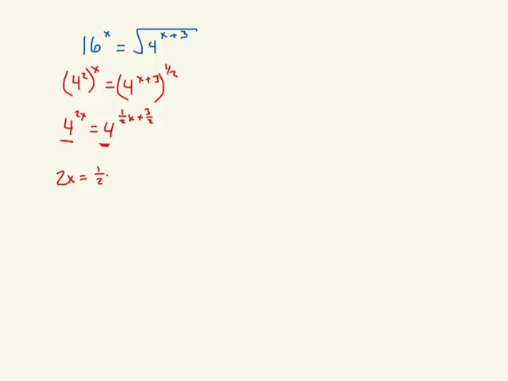So we have a 1/2 x plus a 3/2, and if we subtract 1/2 x from both sides, 2 or 4/2, 4/2 minus 1/2 is 3/2 x equals a 3/2. Multiply both sides by a 2/3, and we will get x equals 1. So this one was able to be done without logarithms.